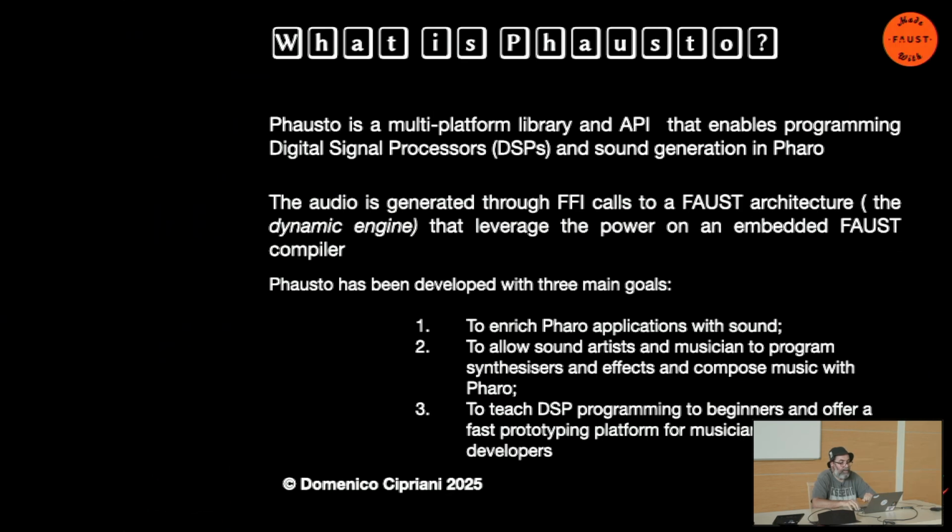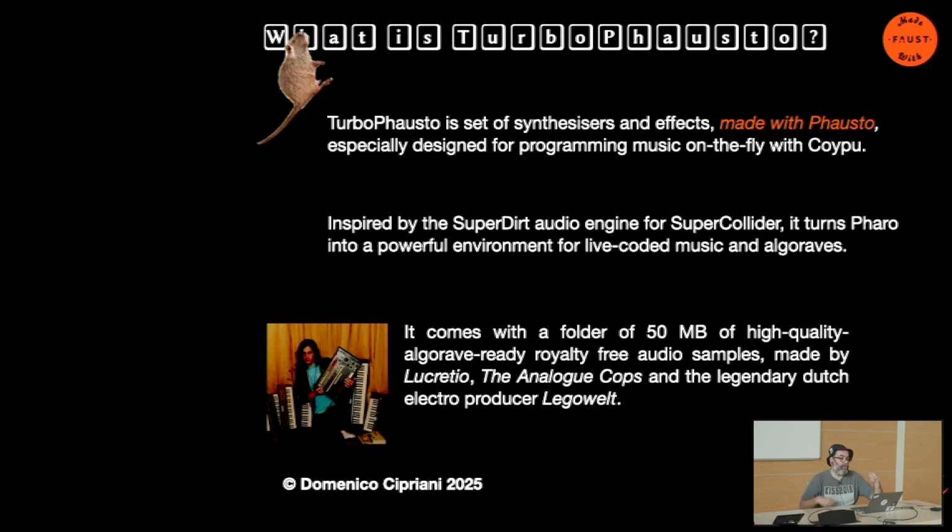Okay, so going back, what is Turbo Phausto? Turbo Phausto is a set of synthesizers and effects made with Phausto that is intended to go with Koipu, okay? Koipu is the other library and DSL that I'm developing to program music on the fly with Pharo. But until last year, you could only use Koipu with an external audio engine. It could be some OSC program like Pure Data or Max/MSP or ChucK or SuperCollider, or external MIDI hardware, but not within Pharo.